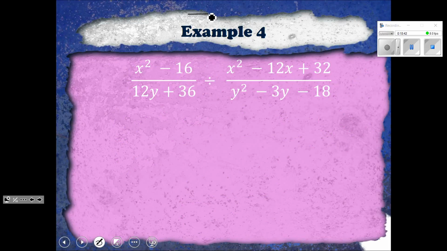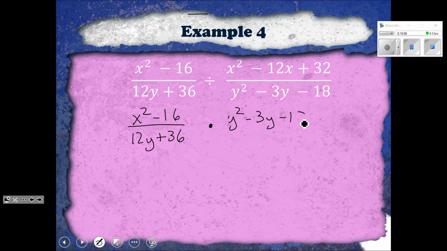All right, what do we know about divide? Copy, change, flip. We don't divide. We multiply by the reciprocal. Okay? So I'm going to copy. Do notice that this problem has x's and y's in it on purpose. Y squared minus 3y minus 18. Would it be okay to factor and flip at the same time? Could I flip it and break it apart at the same time? I don't know that I would do that. Okay, why? It's too much to keep up with. You're going to mess up.